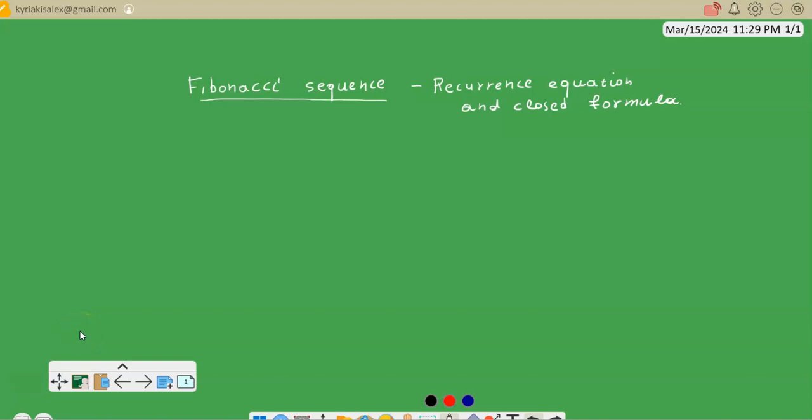In this video, we pay attention to the Fibonacci sequence, and what we are looking for is to find a recurrence equation, and via the recurrence equation to find a closed formula. The first term of the Fibonacci sequence is 0, then 1, then to get to the next term, you add the two previous terms in the Fibonacci sequence.